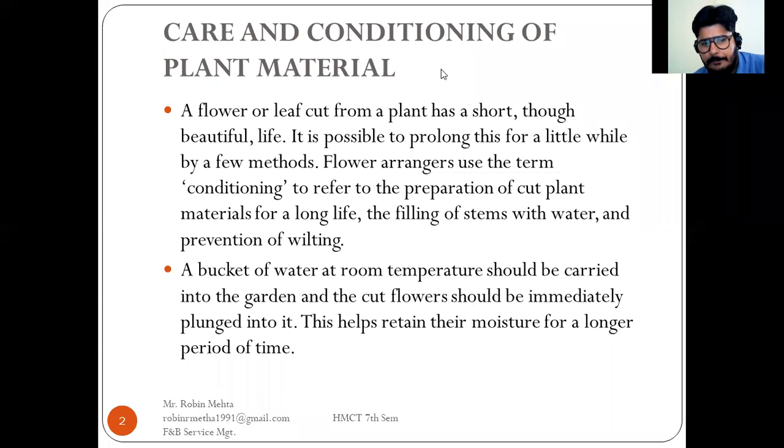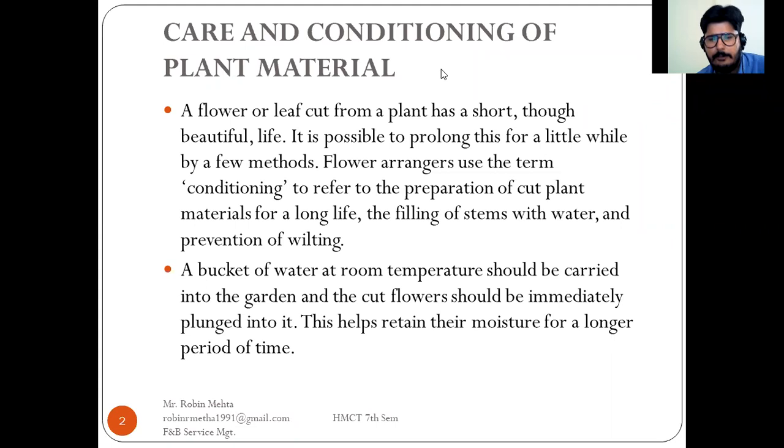In the next point, a bucket of water at room temperature should be carried into the garden, and the cut flowers should be immediately plunged into it. Whenever we are going to cut the plants, or whenever we are going to the market to buy plants for flower arrangements, if we talk about the hospitality industry or hotels, we buy plants from an outside source or on a contract basis.